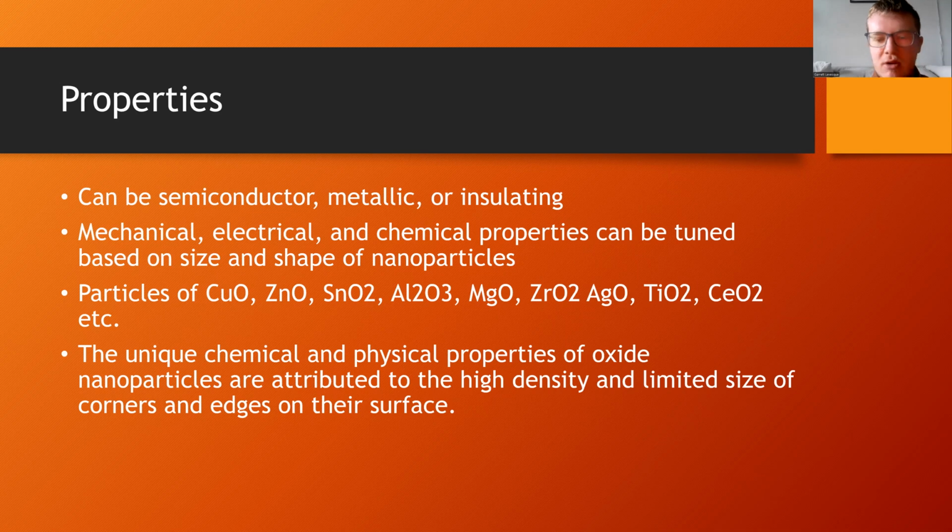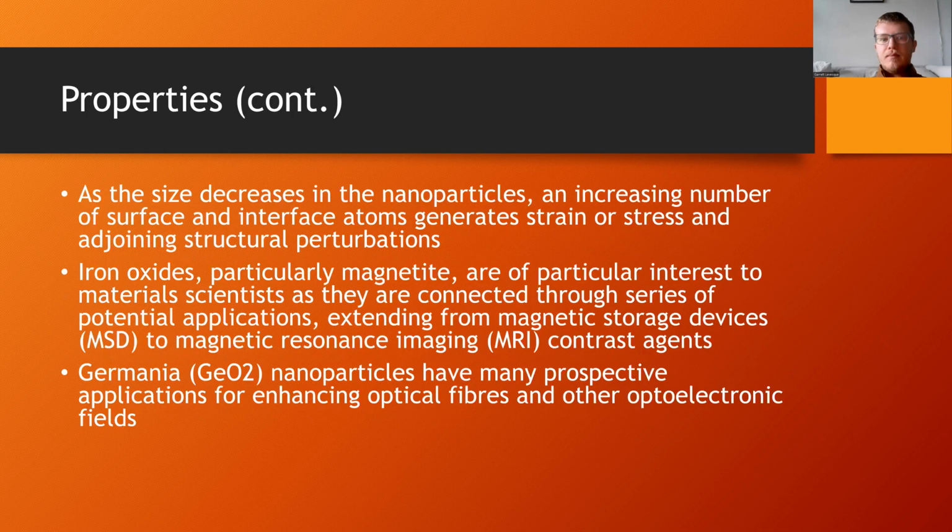Lastly, the unique chemical and physical properties of oxide nanoparticles are attributed to the high density and limited size of corners and edges on their surface. I'd like to continue now with properties. As the size decreases in the nanoparticles, an increasing number of surface and interface atoms generate strain or stress and adjoining structural perturbations.